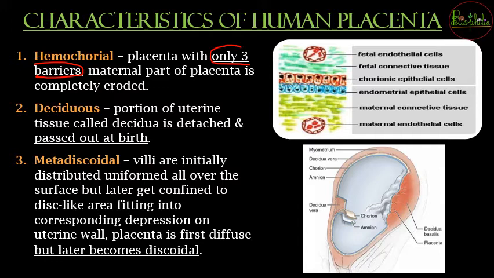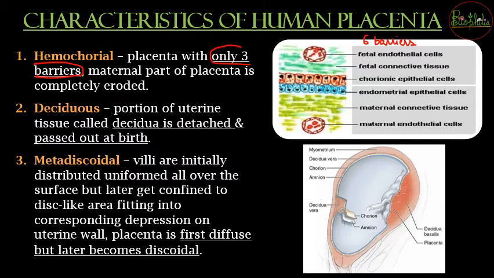So what are these barriers? There are actually 6 barriers. Out of 6 barriers, 3 will be left out and the rest of the 3 are going to get eroded. Here, if you can see in the diagram as well, the labelings are provided which include the barriers. So these are nothing but the 6 barriers of the placenta.